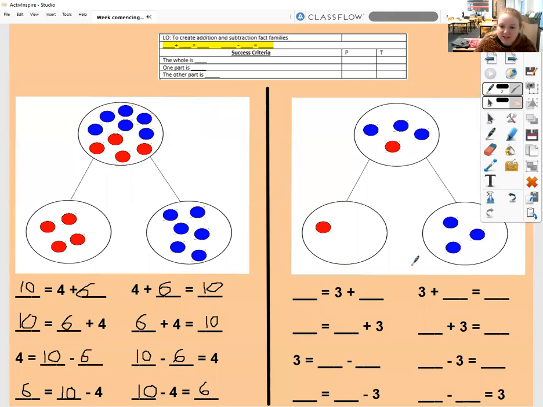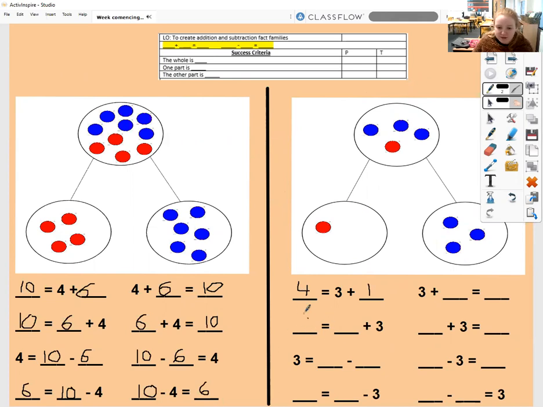Fantastic. Okay, let's look at these answers. So this is telling me that one of my parts is 3. I know that this part is 3. 1, 2, 3. One of my parts is 1. My whole is 1, 2, 3, 4. So let's fill in our number sentence. So I know that my whole in an addition sentence goes here. 4 equals 3, which is my first part, plus my other part, which is 1.